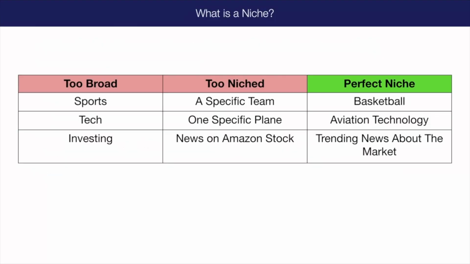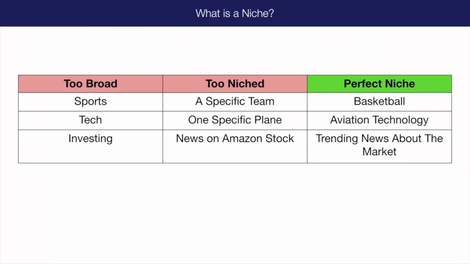And so these are perfect examples of the fine line between niches that are too broad and niches that are too specific. A prime example is sports. That can mean so many different types of sports, whether it be basketball, football, or tennis. And if you create a bunch of content about all these different sports, guess what? You're not going to have a passionate audience, because the same person that likes basketball isn't going to like tennis.